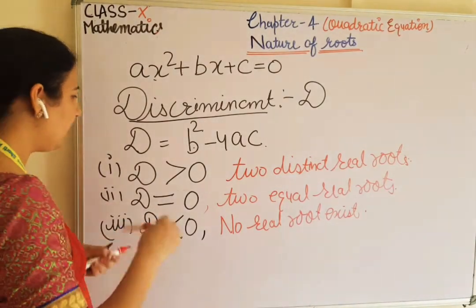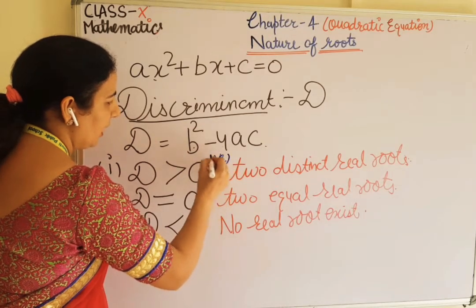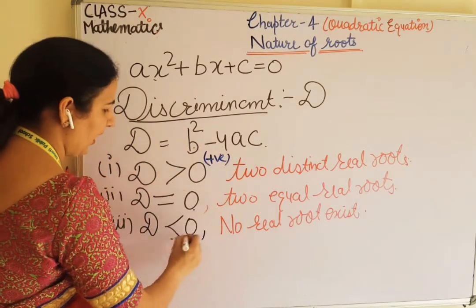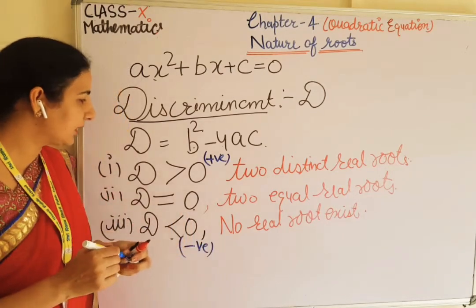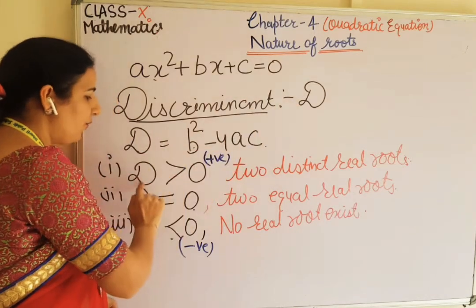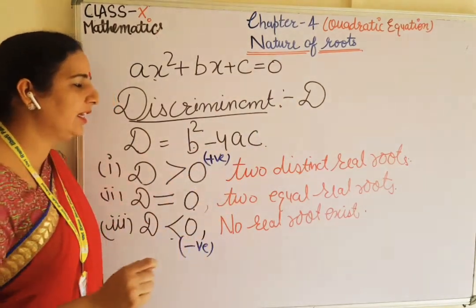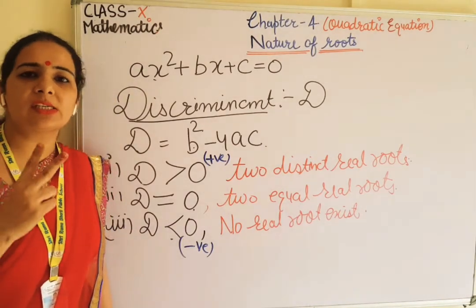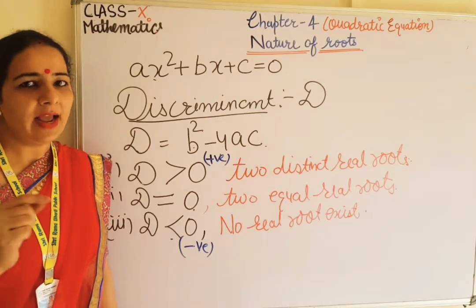Now, what is the meaning of D greater than 0? It means a positive value. Equal to 0 means 0. Less than 0 means a negative value. So when our discriminant D is greater than 0, the nature of roots is that 2 distinct real roots exist.